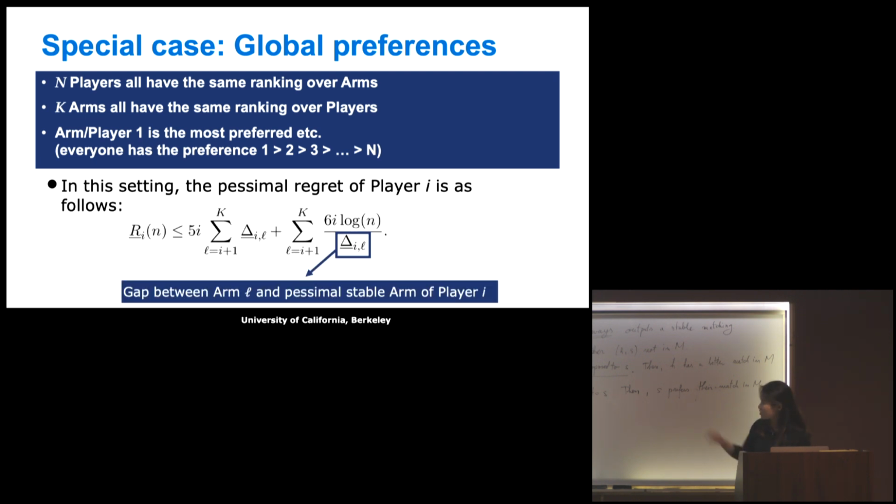There's this somewhat complicated expression. But here, just two simple things to note about this expression. The first thing to note is if there are the same number of arms as players, so if n is equal to k, then what is my right-hand side for the worst player? What is the regret upper bound for the worst player? Same number of arms as agents.